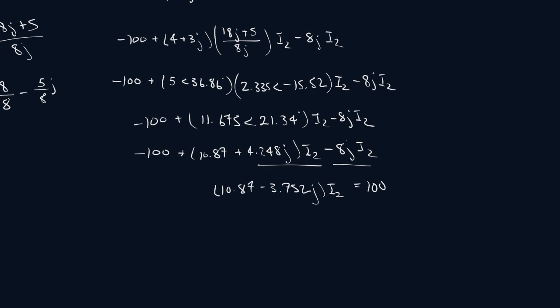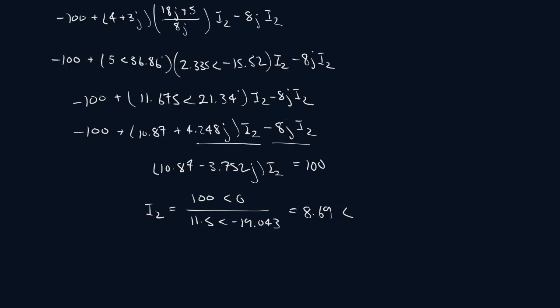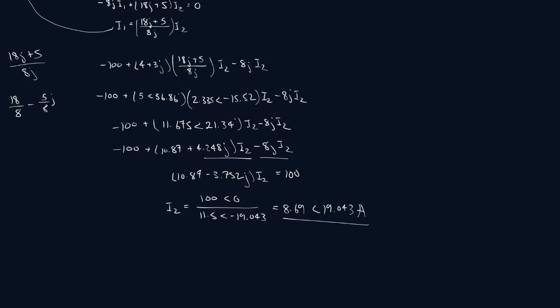So I2 is pretty much 100 all over this value. This value in phasor format is 11.5 phasor minus 19.043, and 100 is the same thing as 100 phasor 0. So this is just 8.69 phasor 19.043. That's positive 19.043. This is in amperes. This is our first answer for I2.